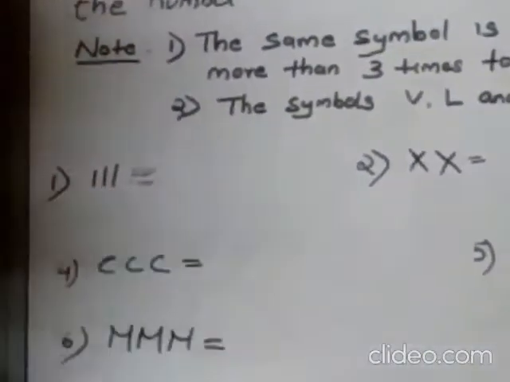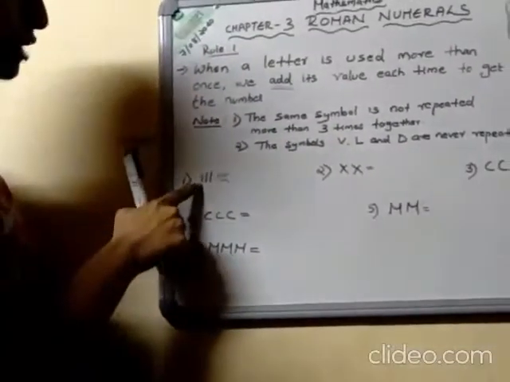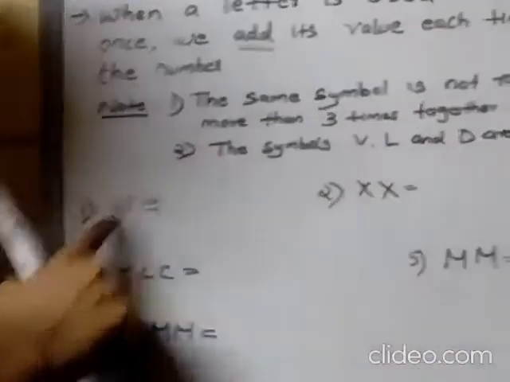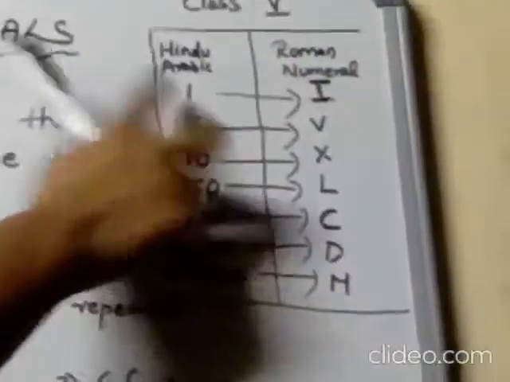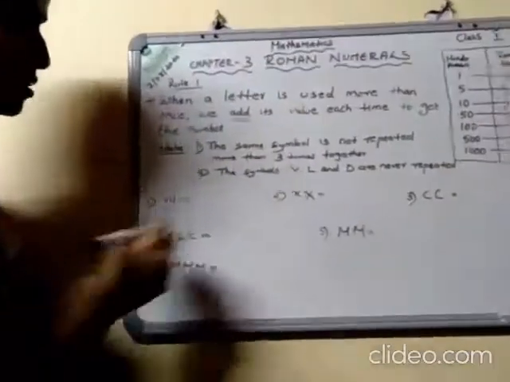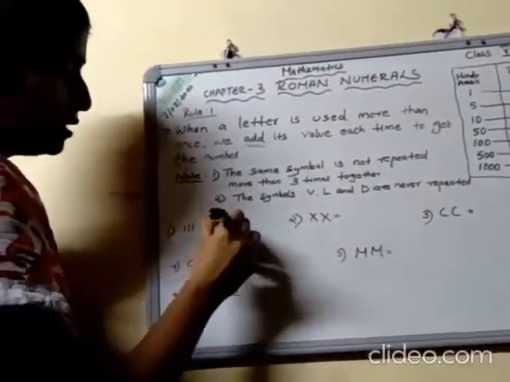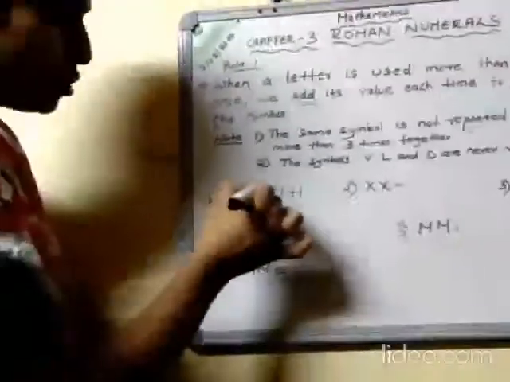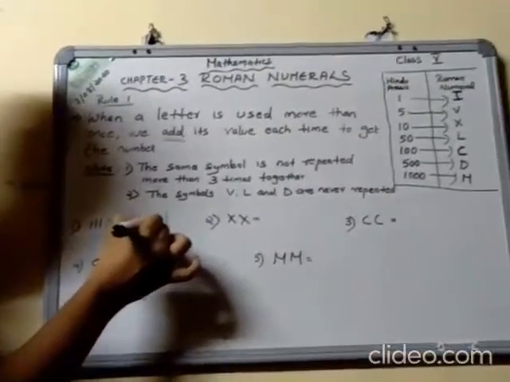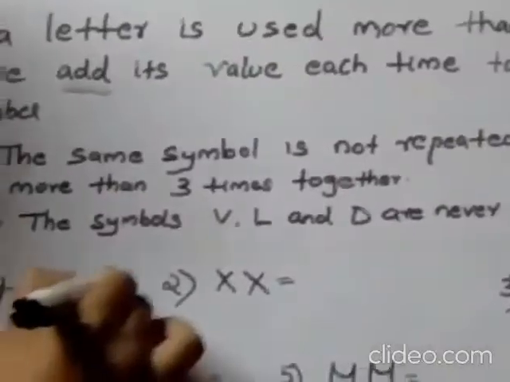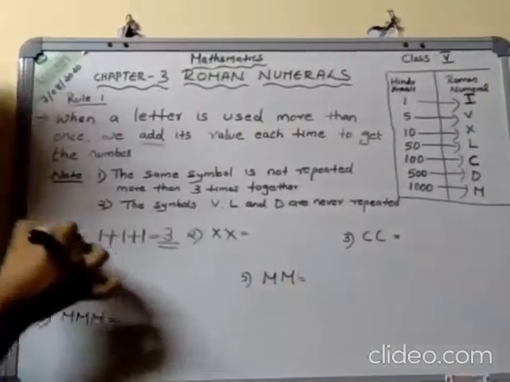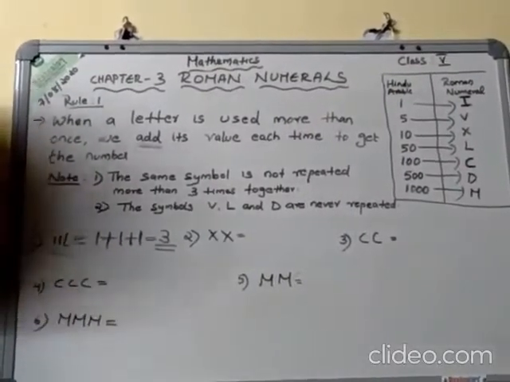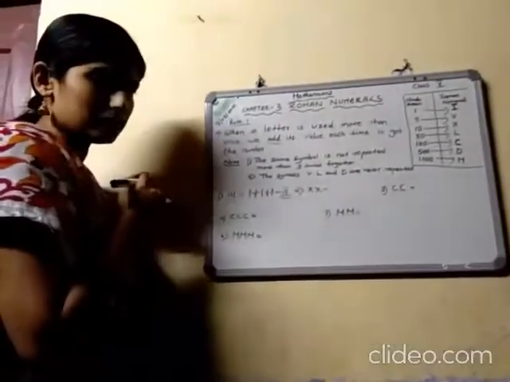Okay? See, can you tell what does this number represent? You know, this I is the representation of the Hindu-Arabic numeral 1. So what does this III represent? The III represents 1 plus 1 plus 1. 3 times 1 is shown. So what will be the value? 1 plus 1 plus 1 equals 3. So this is the Roman letter representation of 3. You have studied this in the 4th standard.